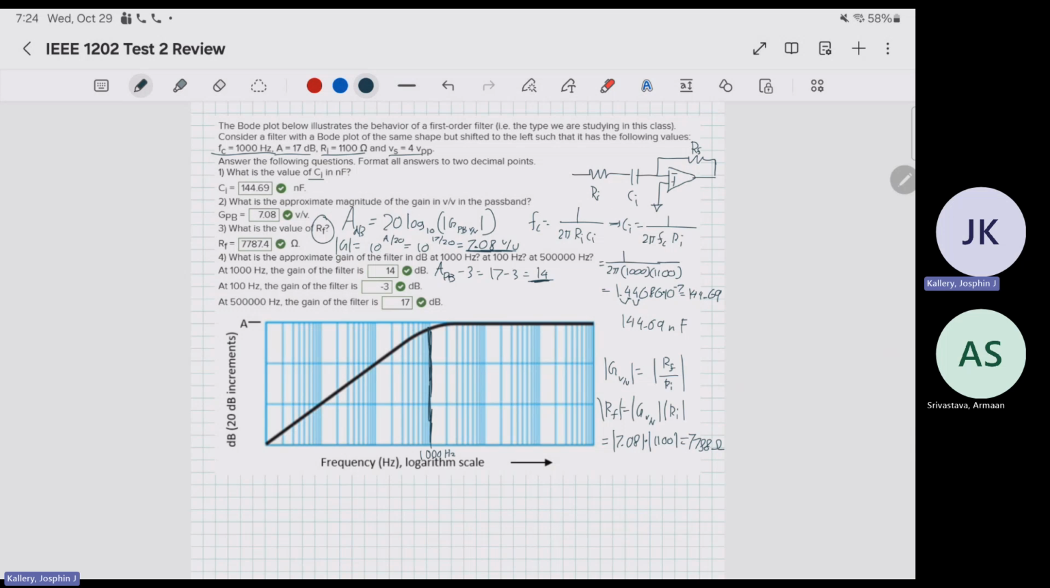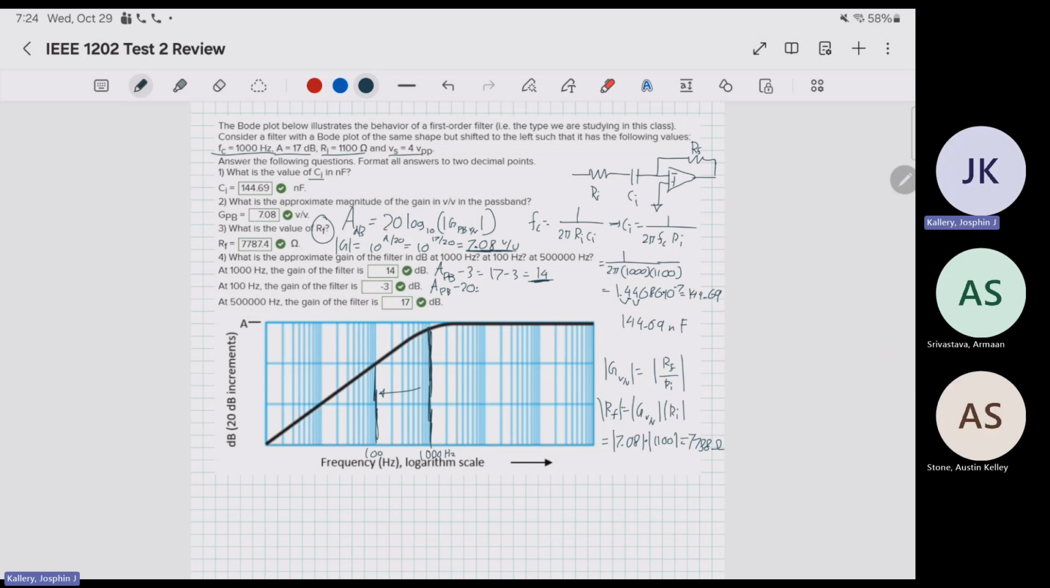Okay, now we're asking for 100 hertz. So this is 1,000 hertz. So 100, let's say it's right here. So we're basically moving down 1 decade. So for each decade you move, you have to subtract 20 from your passband gain. So this will be passband gain minus 20. So that's 17 minus 20, which gives us negative 3. That's how we get negative 3. Okay, now this one might seem a little tricky because it's like, what is this, 5 times?